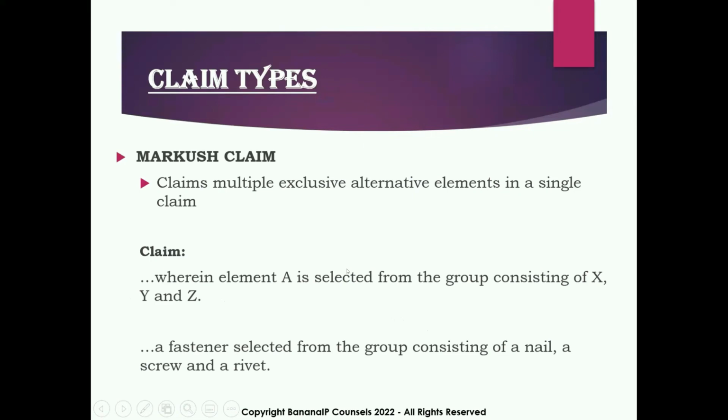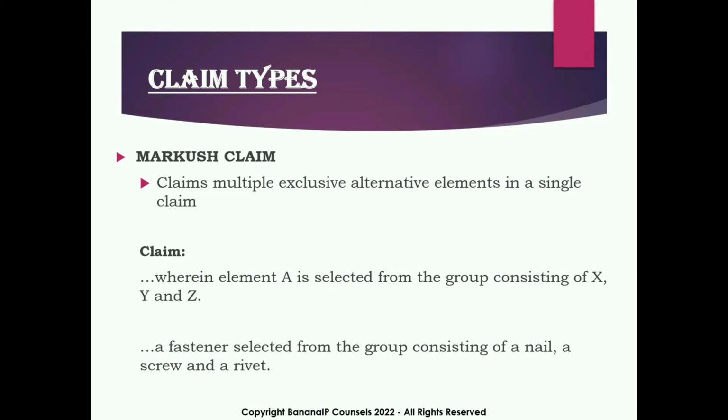Next, we look into Markush claims. These are claims where, if there are multiple alternative elements in a single claim, those claims are called Markush claims. So here, for example, we have a claim wherein element A is selected from the group consisting of X, Y, and Z.